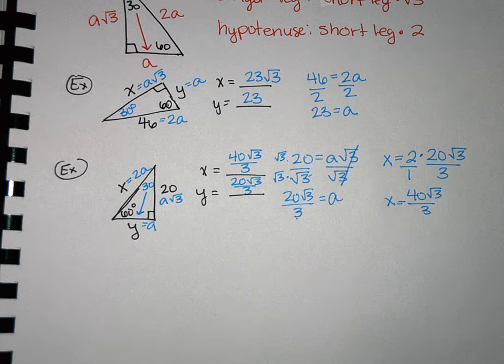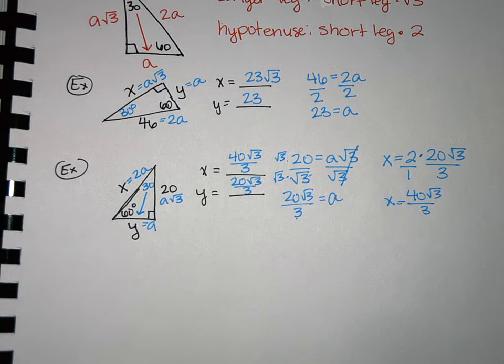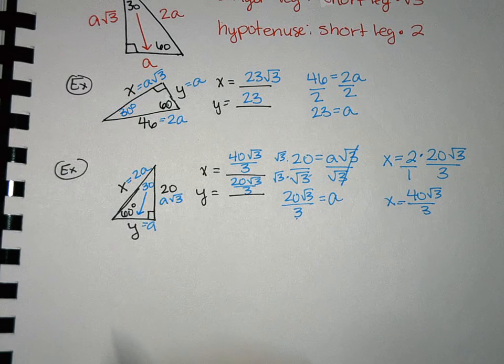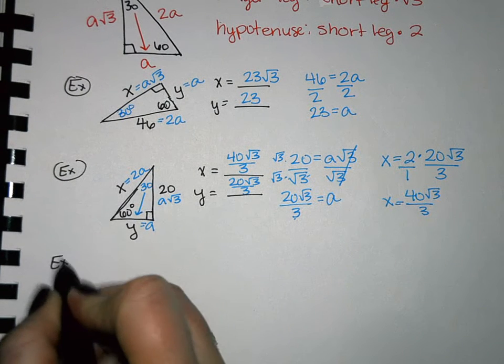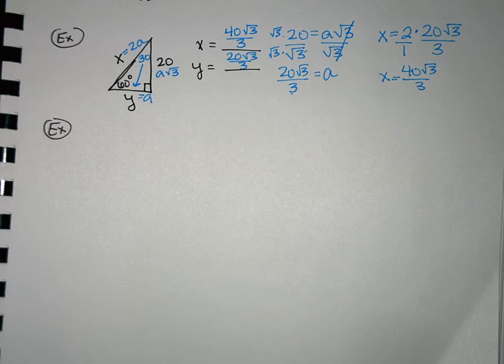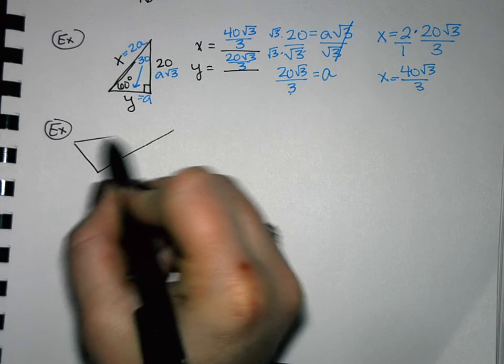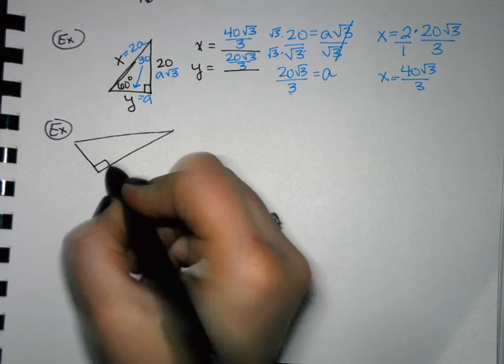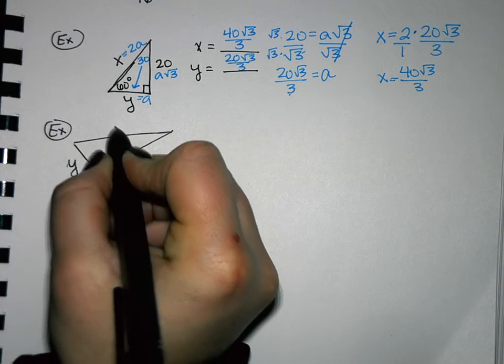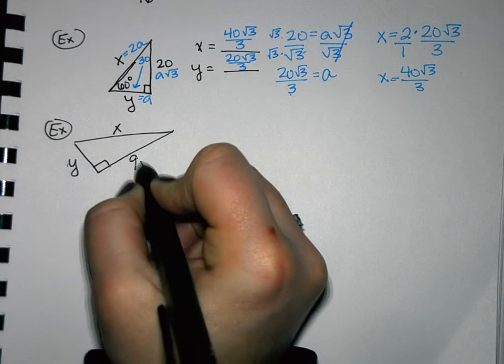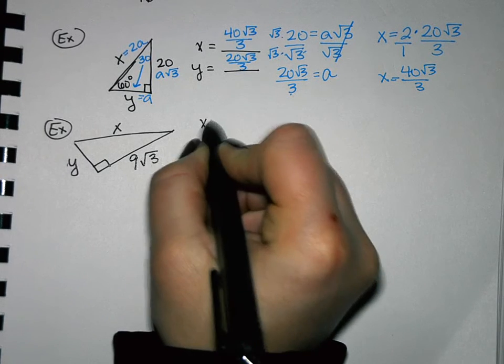Okay. So how are we doing so far with the 30, 60, 90 pattern? We doing okay? All right, I have 3 more planned for us to do. So let's go ahead and go to the next one. So again, we're solving for X and Y.